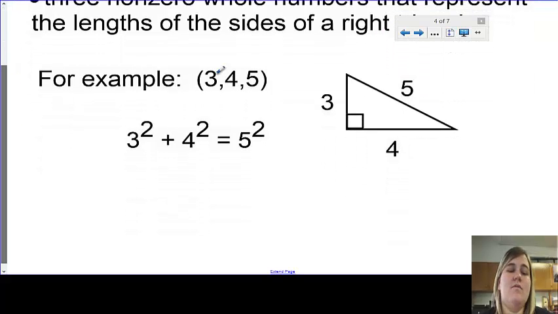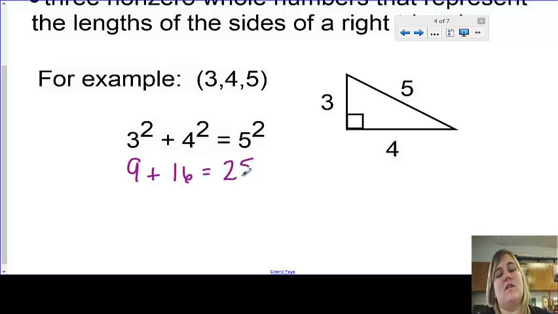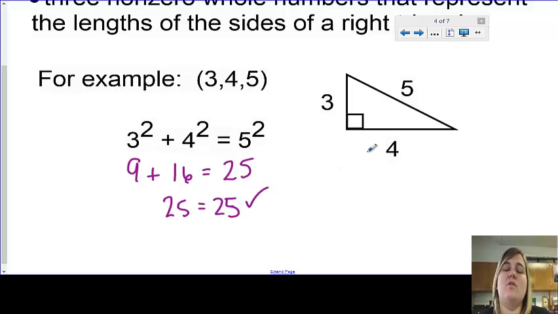So, for example, a 3, 4, 5 triangle: 3 squared plus 4 squared equals 5 squared. 3 squared is 9, 4 squared is 16, 5 squared is 25. Okay, so 25 is equal to 25. That is true. So a Pythagorean triple could be any multiple of this also.